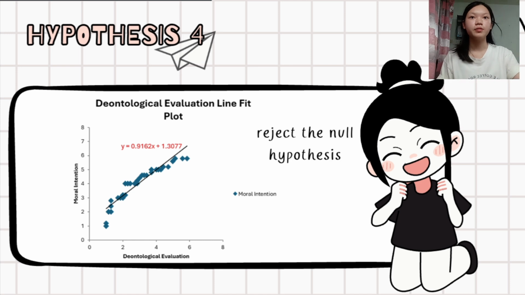For hypothesis 4, the linear regression model is significant, rejecting the null hypothesis because the p-value is less than or equal to alpha value 0.05. This is the possible correlation between the deontological evaluation and the moral intentions. If the deontological evaluation increases, then the moral intention to use the ChatGPT will increase.